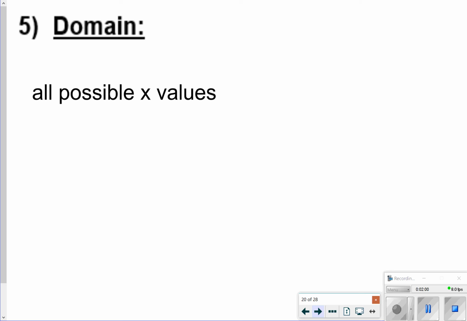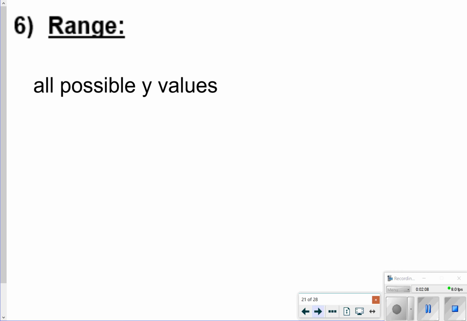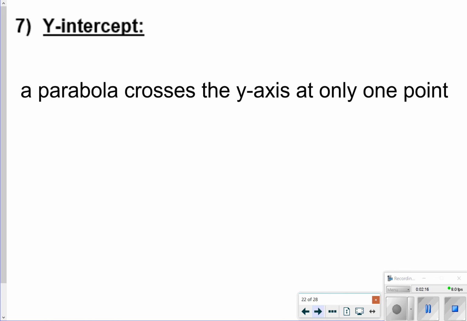Number 5 is the domain, and we have learned this before. Those are all possible x values. The range is all possible y values. So we're going to see some of that today. For number 7, the y-intercept, the parabola will only cross the y-axis at exactly 1 point. And those points will change depending on whatever a or h or k is.